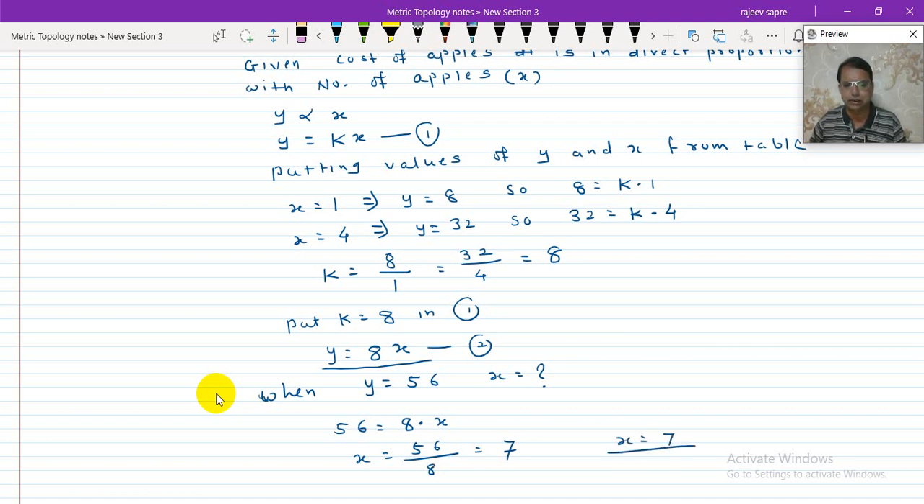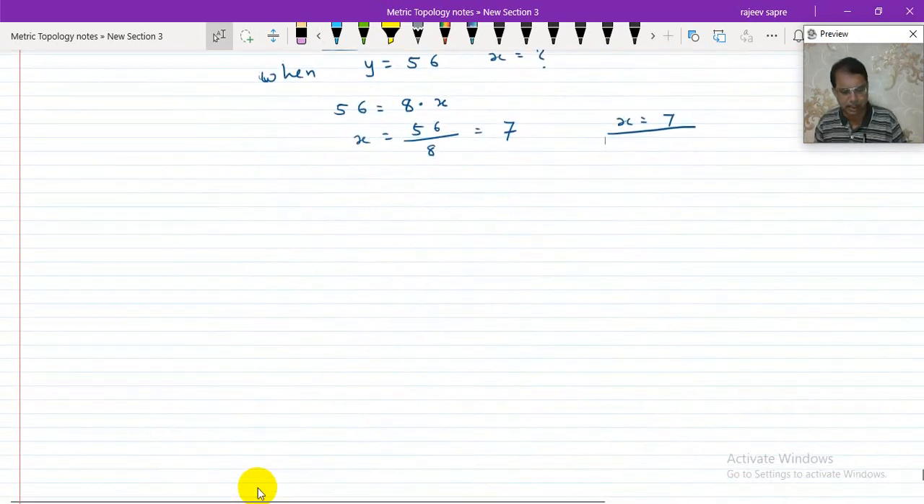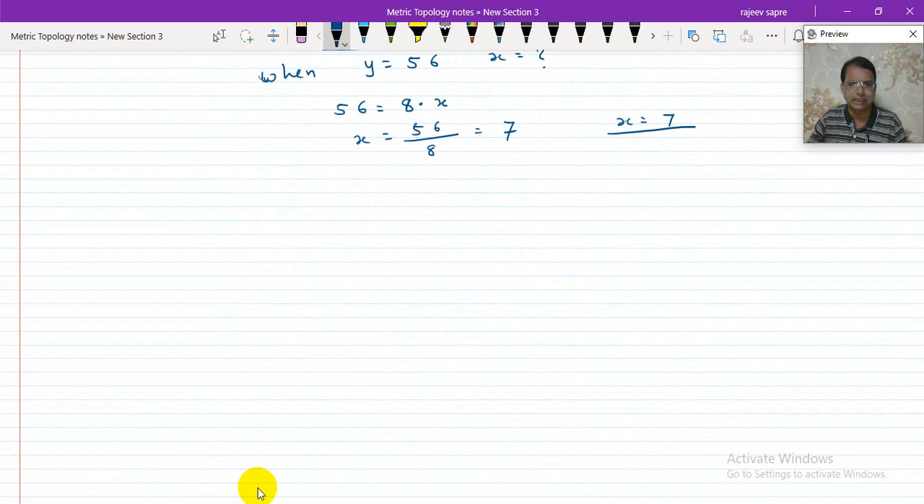This is calculated. Now what is the second thing that is asked? तिथे x ची व्हॅल्यू 12 दिलेली आहे, y तुम्हाला काढायचं आहे. So second part is when x is equal to 12, what is y, that is asked. So we know that y is equal to 8x.